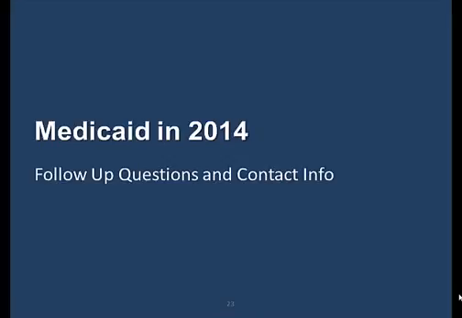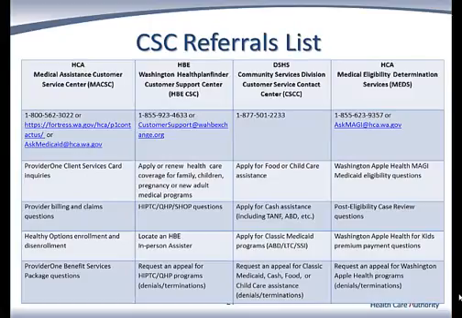Finally, we have compiled a set of resources if you have follow-up questions or need to contact someone. Please review the Customer Service Center referral list for the following 4 customer service centers: the Medical Assistance Customer Service Center, the Washington Health Plan Finder Customer Support Center, the DSHS Community Services Division Customer Services Contact Center, and the Healthcare Authority Medical Eligibility Determination Services.